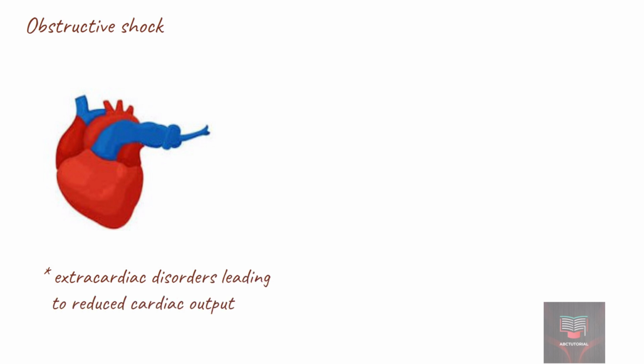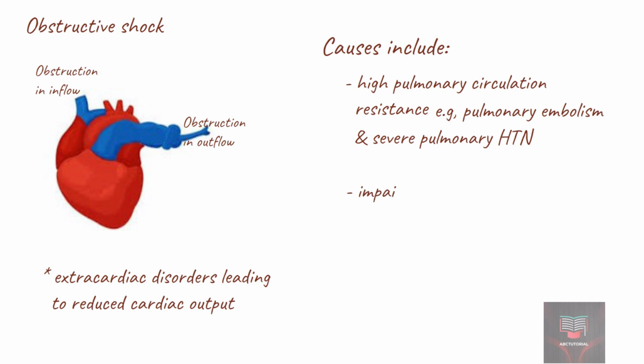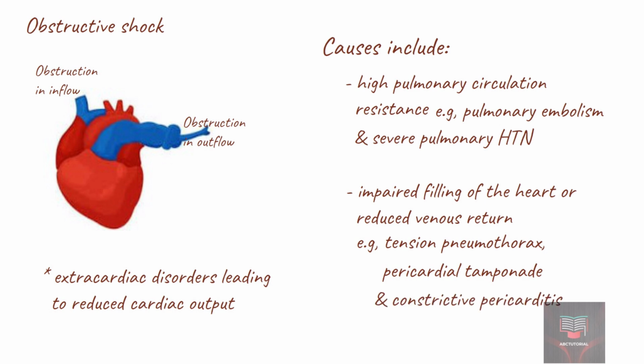It is due to obstruction in the outflow of blood from the heart or obstruction in the filling of the heart with blood. Causes include increase in the resistance of pulmonary circulation, such as in pulmonary embolism and severe pulmonary hypertension. It could also be due to impaired filling of the right heart or decreased venous return to the right heart, such as in tension pneumothorax, pericardial tamponade, and constrictive pericarditis.